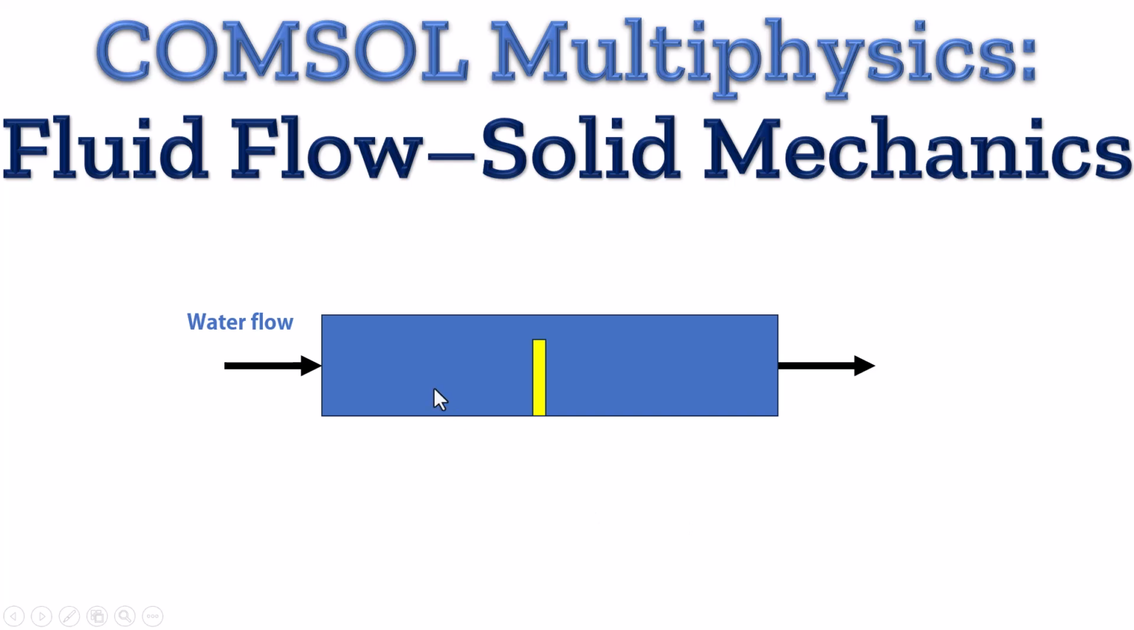The below domain is actually the water domain and the yellow is a copper domain, and we want to find the velocity distribution inside the domain, and also we need to check the deformation of the copper domain. Okay, let's get started.